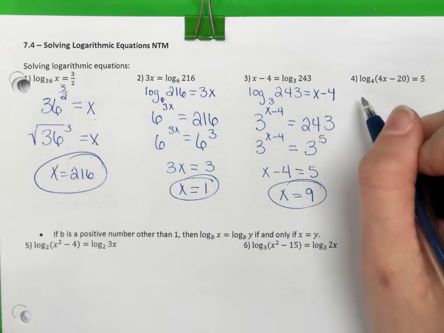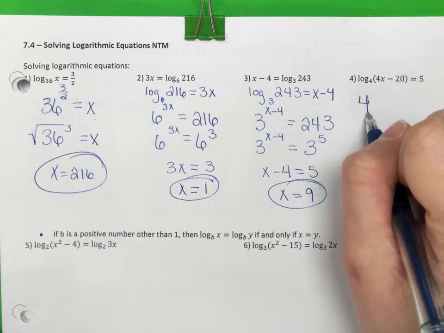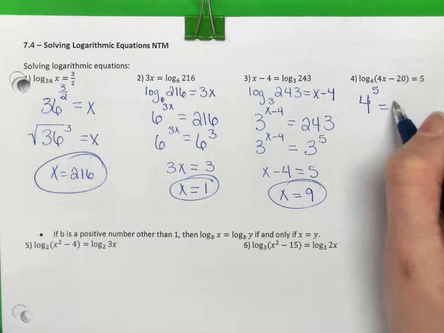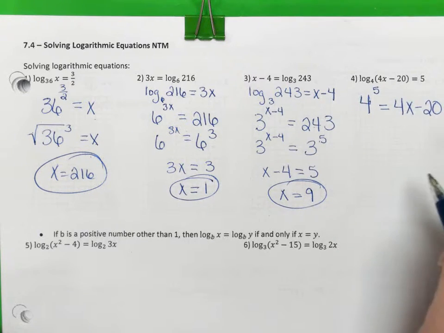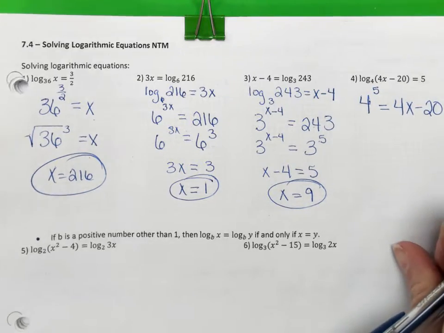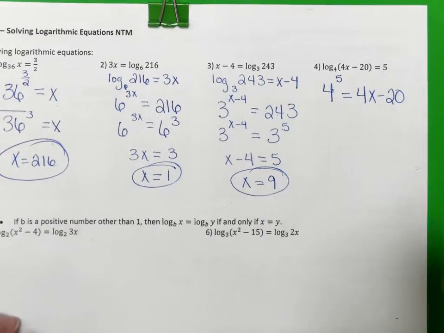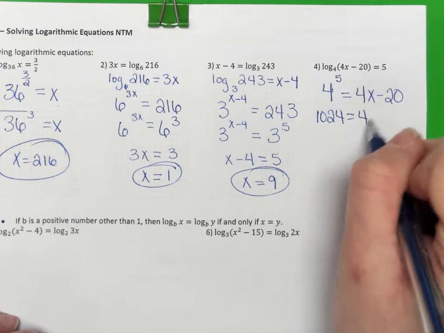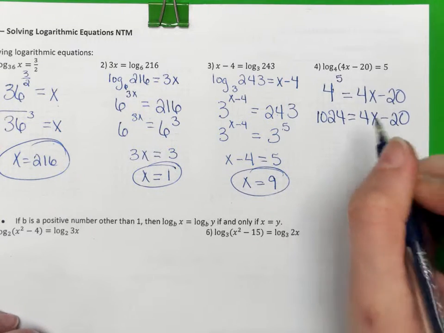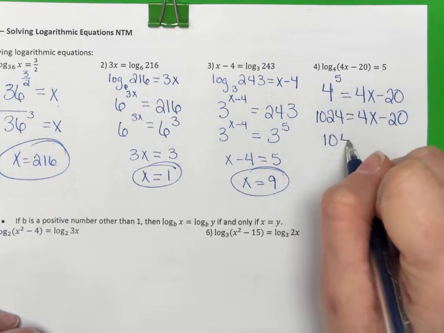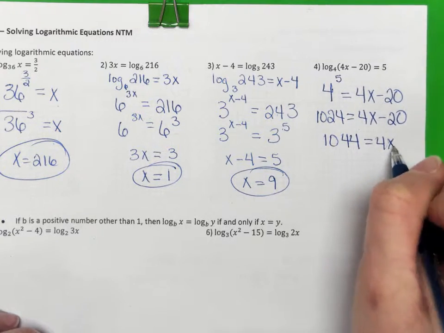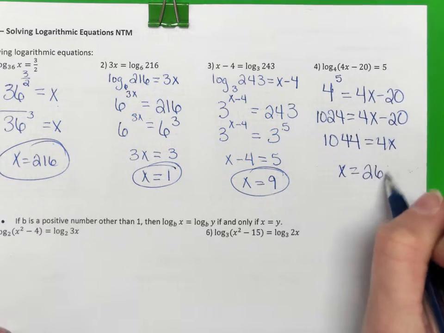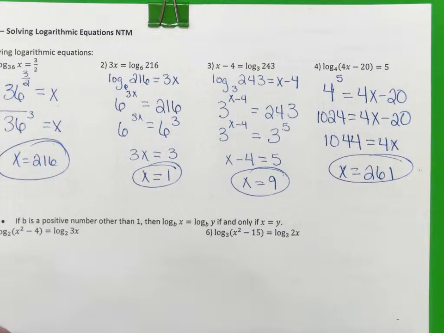All right, what's my base on number 4? 4 to what power? To the 5th is equal to... Don't make it difficult. What can you do? 4 caret 5. 4 caret 5 is how much? 1024. And what can I do now? Add the 20, and you get 1044 equals 4x. Divide by 4, and what does x equal? Very good. Got it good?